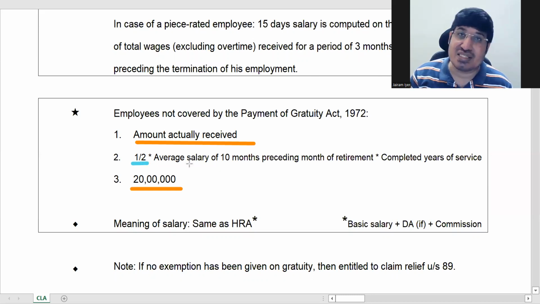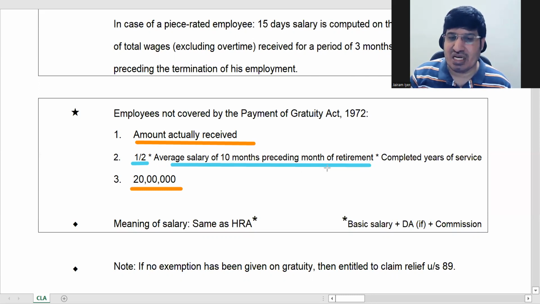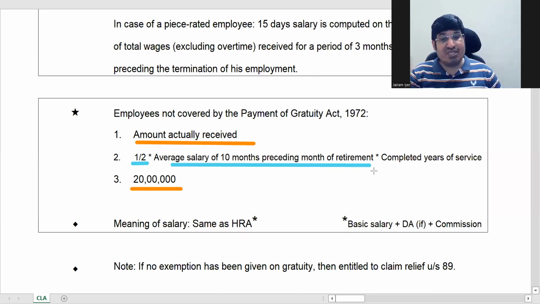There you use salary last drawn. Here you have to take average salary of 10 months preceding the month of retirement. We'll do illustrations, that time it will get clear. Just remember there the last drawn salary is not preceding the month of retirement; on the day when you are retiring, what is your salary? That is seen. Here you will see preceding the month of retirement. If you have retired in December, then this 10 months you have to calculate till November. ठीक है, तो ये देखा जाता है, प्रॉब्लम्स देखेंगे तो और क्लियर हो जाएगा.